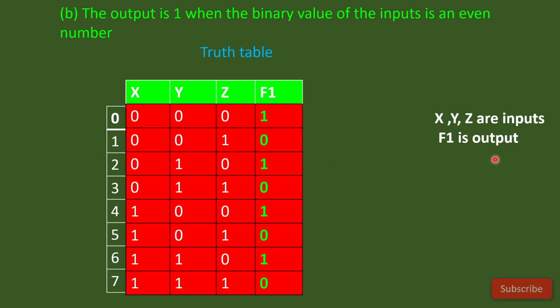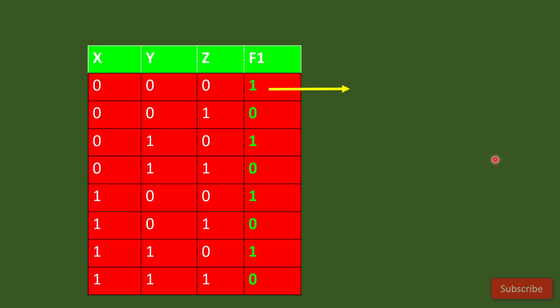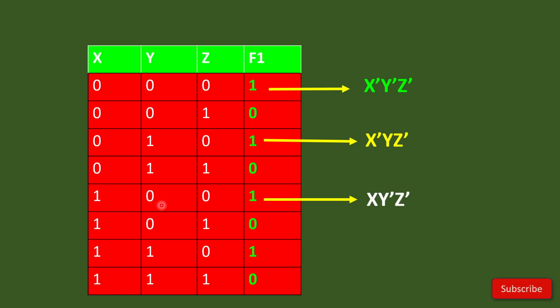Okay. Now we write the Boolean expression corresponding to this. So for this one, it is x dash, y dash, z dash, isn't it? Then for this one, it corresponds to 0, 1, 0. So we write the term as x dash, y, z dash. Then corresponding to this one, we have the input combination as 1, 0, 0. That means it is x, y dash, z dash. Then corresponding to this one, we have the input combination as 1, 1, 0. That means it is x, y and z dash.